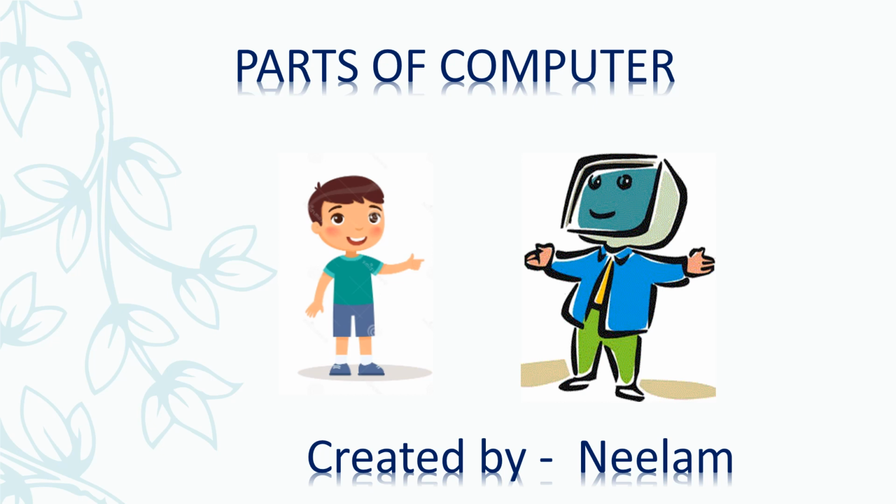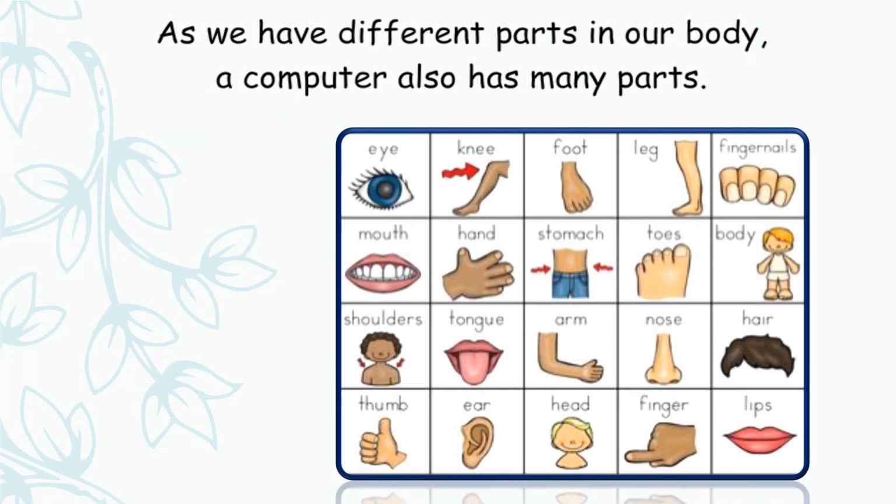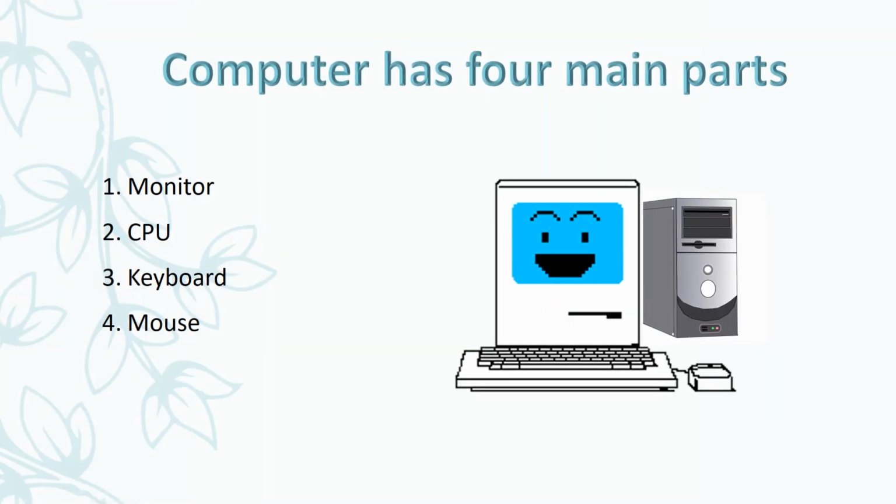Today we'll learn about the parts of computer. You know, as we have different parts in our body, the same way computer has different parts. So let's start. Now you see the pictures. It contains different parts of our body like eye, knee, foot, leg, fingernails, mouth. The same way computer has its parts. Computer has four main parts: monitor, CPU, keyboard, and mouse.